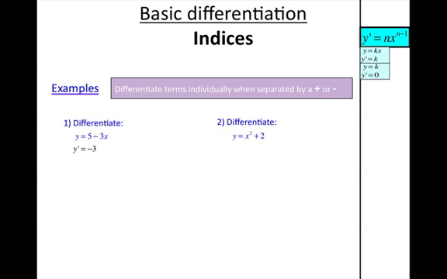Second one, y equals x squared plus 2. So the derivative of that, let's differentiate the x squared: bring down the power, minus 1 from the power, so it's 2x to the 1, so it's 2x. The 2 differentiated, well, that's a constant, it's just a number, so it becomes 0, so it disappears. So the derivative of x squared plus 2 is just 2x.